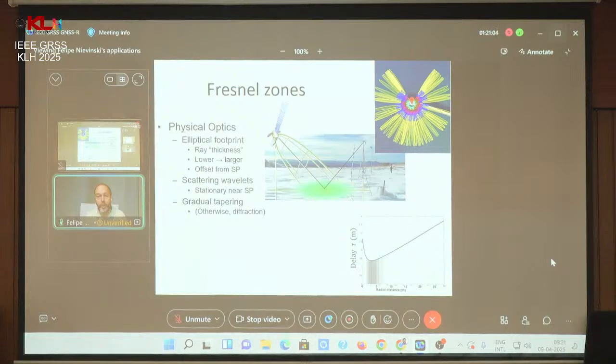So when you get a complicated scattering environment, you cannot manipulate the reflection just by digging a hole at the specular point, because you have all the surrounding surface regions contributing to the formation of this coherent reflection.